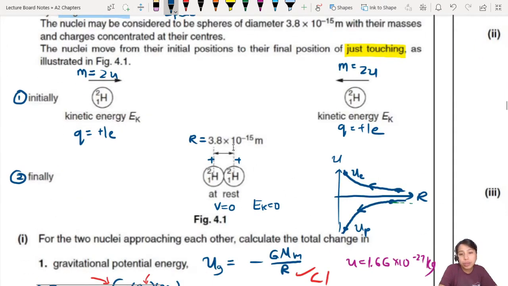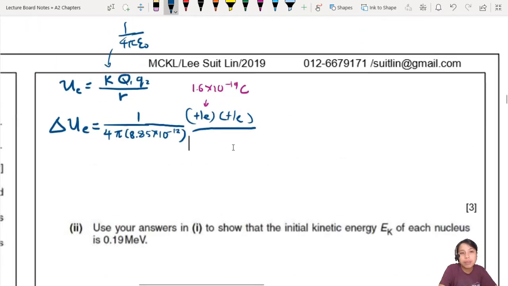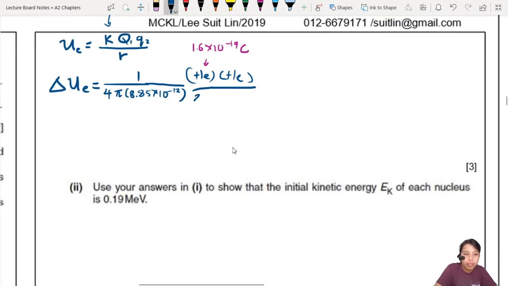Separation distance, right. They end up pretty close to each other. 3.8 times 10 negative 15. So let's write that down. 3.8 times 10 negative 15. This is the final electric potential energy because they're really close together. They're all ready to fly away. So that's what they are.